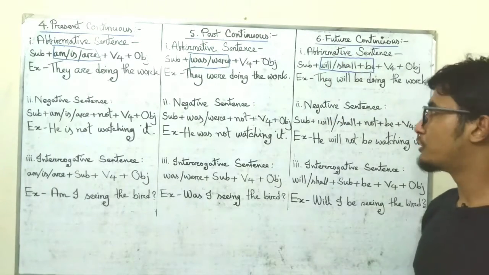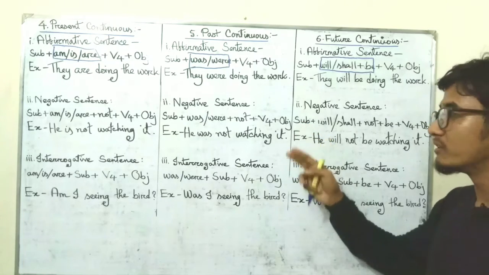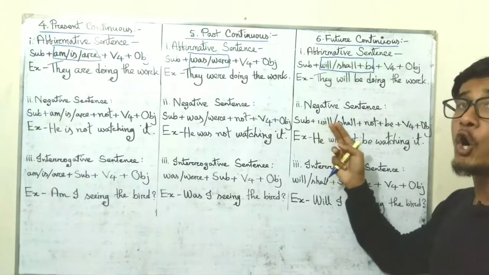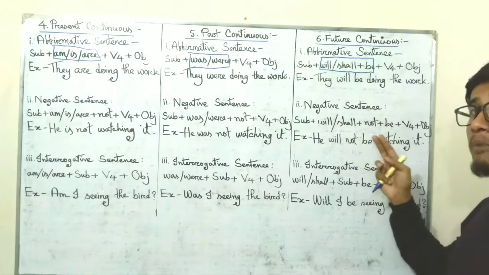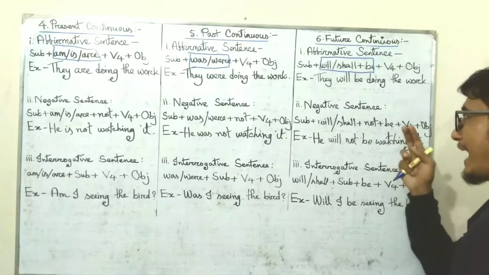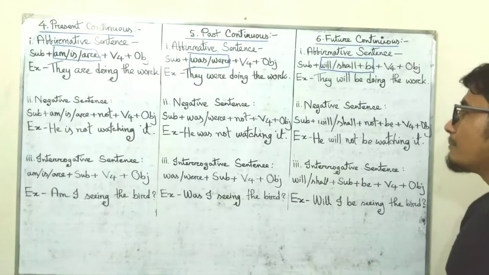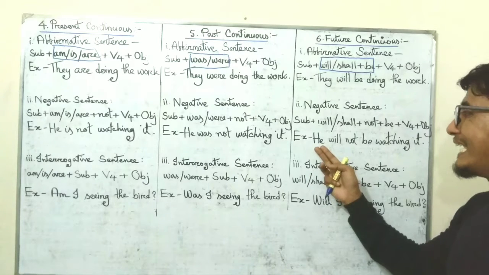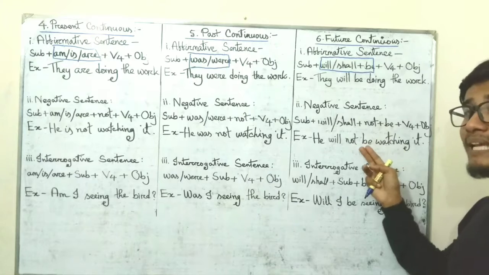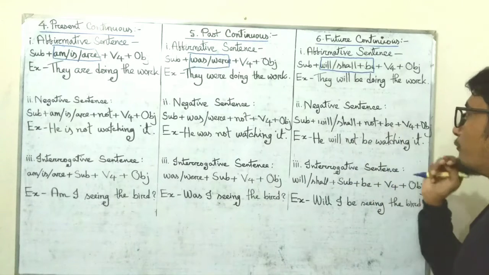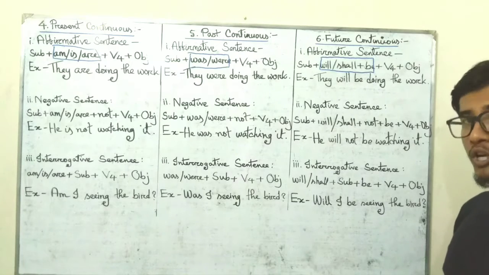And finally, in future continuous negative sentence, we begin with a subject plus will or shall plus not plus be plus V4 and finally an object. So let's see the example. The example is subject he will not. He will not, then be. He will not be, verb plus ing, watching it. He will not be watching it.